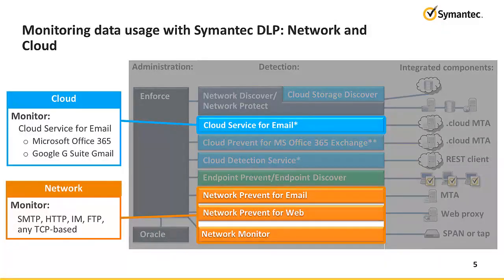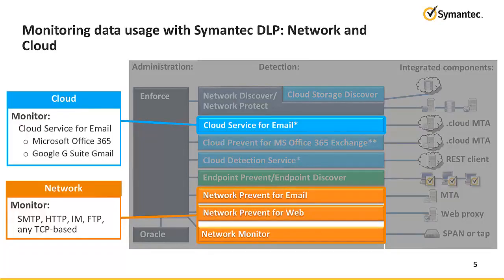Symantec DLP's Network Monitor, Network Prevent, and Cloud Service for Email enable DLP administrators to determine how confidential data is being used in an organization and how to prevent it from being compromised. They enable organizations to monitor data leaving the organization in order to protect intellectual property, demonstrate compliance, and safeguard their brand and reputation. Network Monitor, Network Prevent, and Cloud Service for Email complement each other when used together.